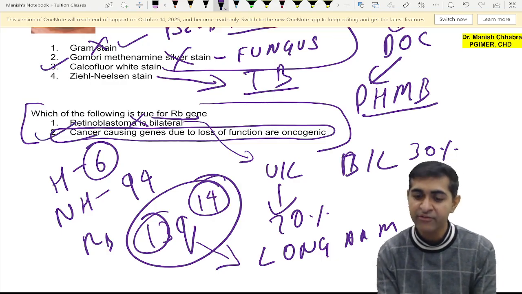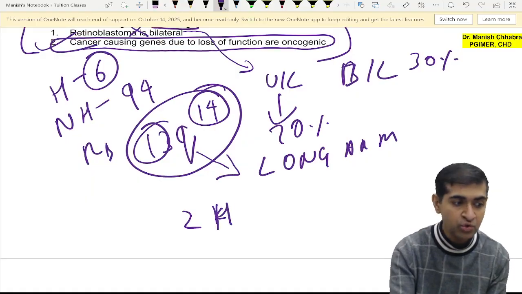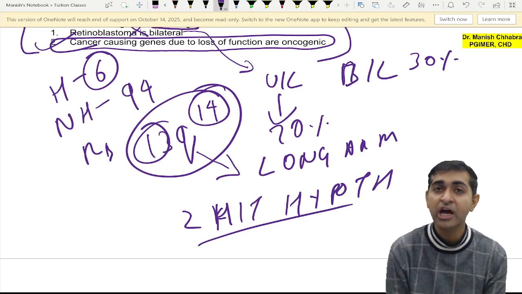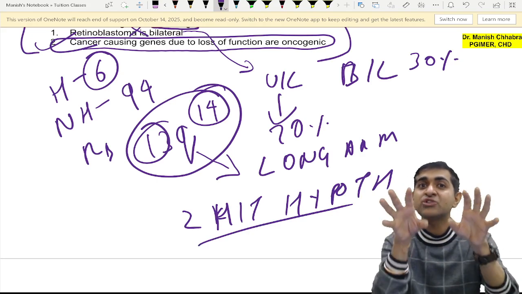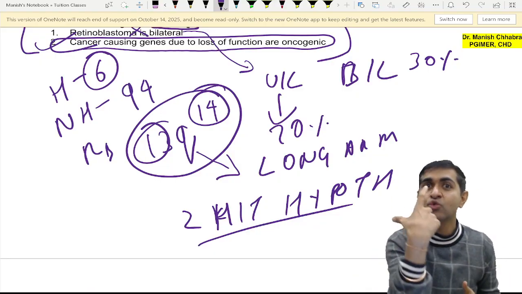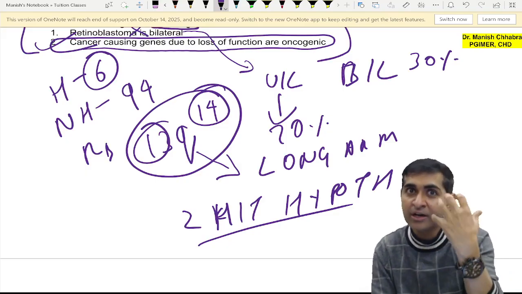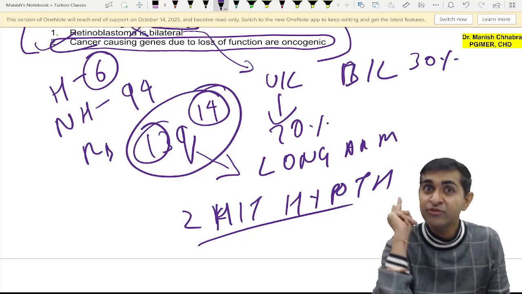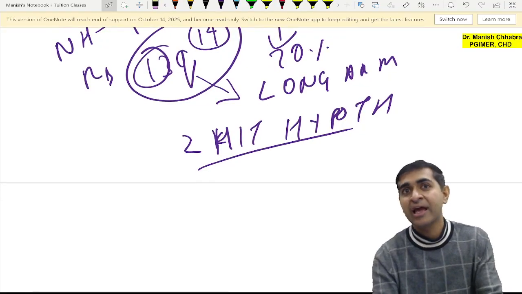So you must have heard about the two hit hypothesis. Knudson two hit hypothesis states that there has to be two hits on this RB gene so that the retinoblastoma could be expressed. If one hit is there, the patient will be called a carrier and the carriers will not have retinoblastoma. If two hits are there, then only retinoblastoma will happen.